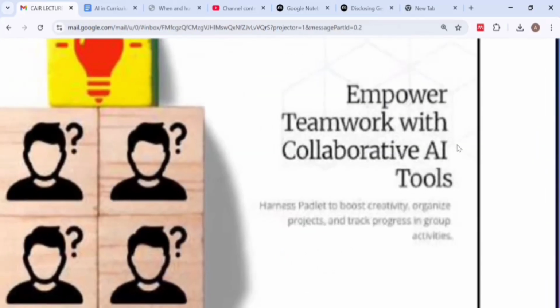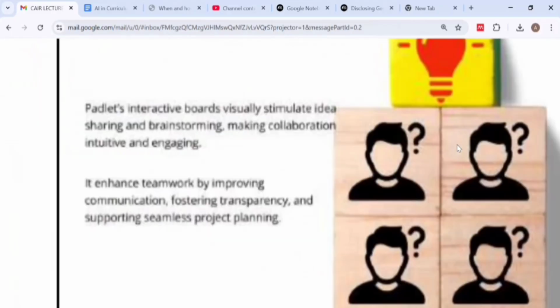Empower teamwork with collaborative AI tools. Harness panels, boost creativity, organize projects, and track progress in group activities. Tablets and interactive boards visually stimulate idea sharing and brainstorming, making collaboration intuitive and engaging. It enhances teamwork by improving communication, fostering transparency, and supporting seamless project planning.